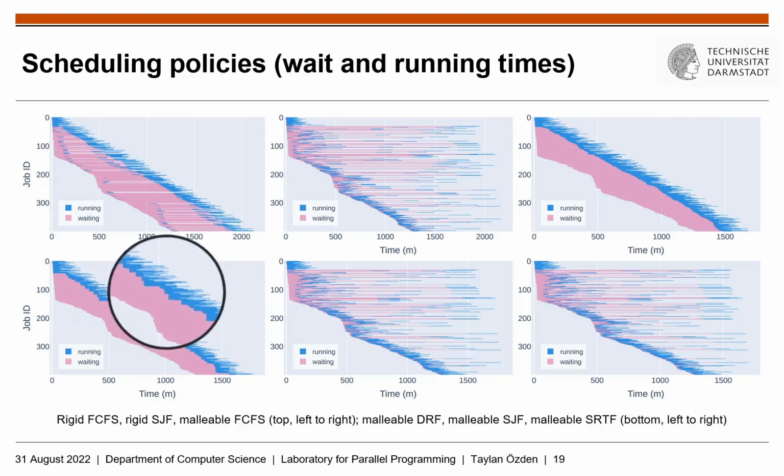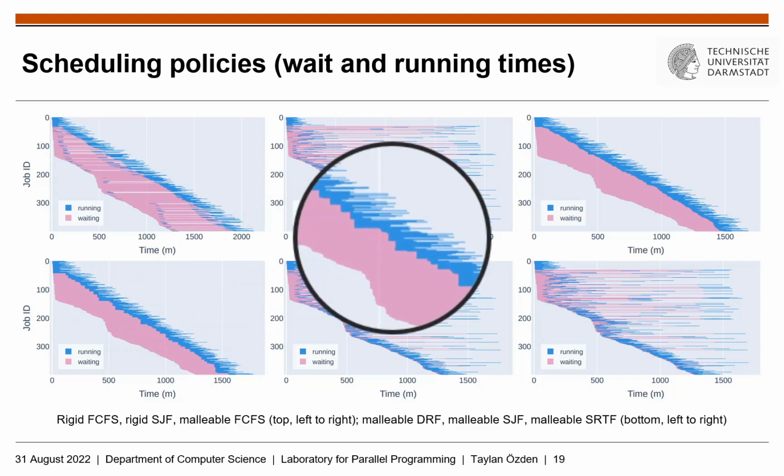One further interesting observation is this is malleable dominant resource first. This is an algorithm that, in the beginning of a job, assigns one node at a time to multiple jobs and expands these jobs later. And this pattern is clearly visible here, where you can see that multiple jobs started their execution at the same time.